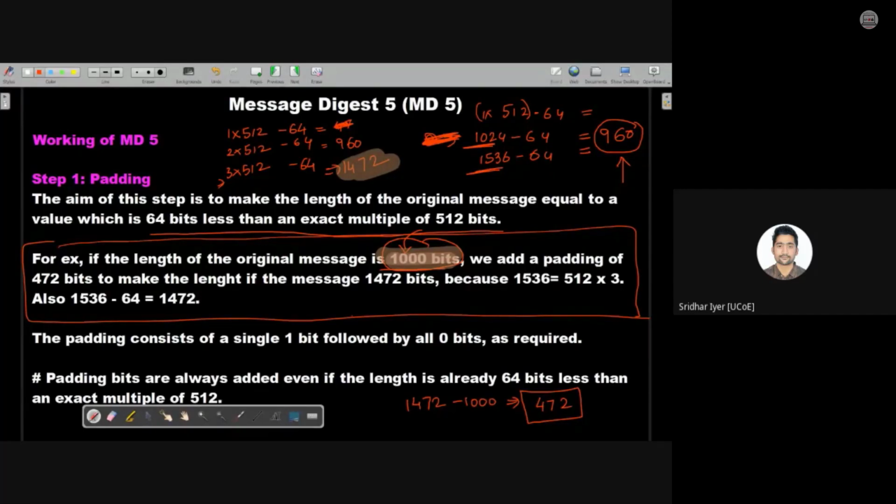Okay, clear? Fine. So this was your step number 1: we need to make the length 64 bits less than an exact multiple of 512. Now let's move on with step number 2.